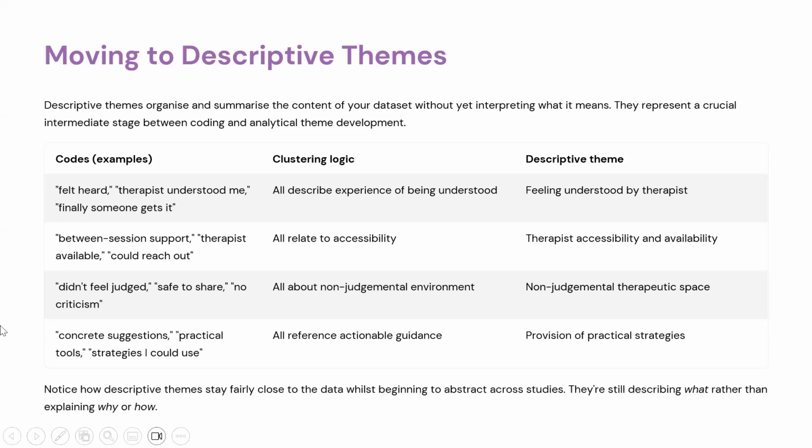So notice how descriptive themes stay fairly close to the data while beginning to abstract across studies. They're still describing what rather than explaining why or how. So we haven't quite gotten to the stage where we're being more analytical when we're trying to derive meaning, but we are getting closer to that by describing what we're seeing emerging from the literature.